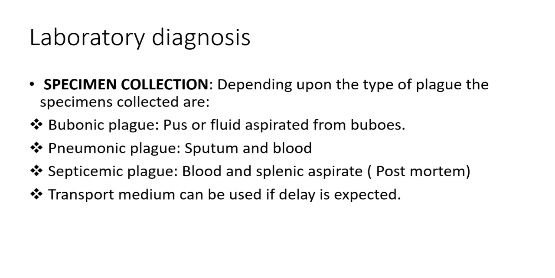In septicemic plague, the usual specimen of choice is blood. Postmortem, we can take the splenic aspirate. If there is a delay, then we go for transport media.